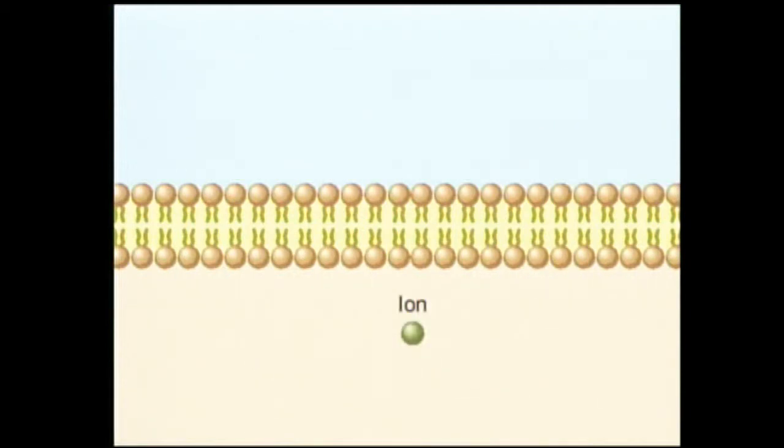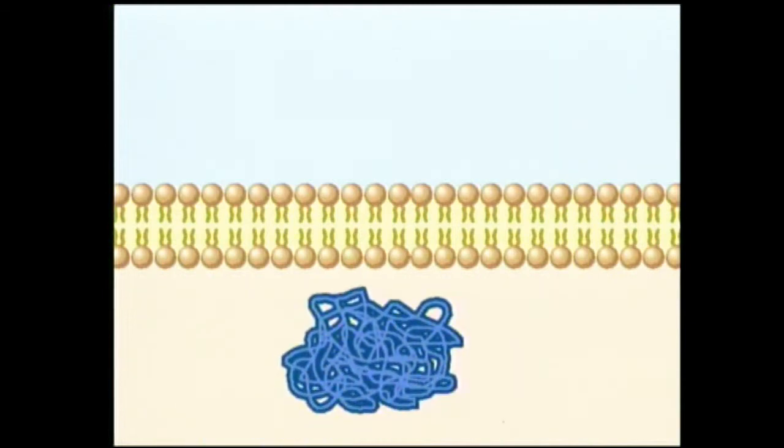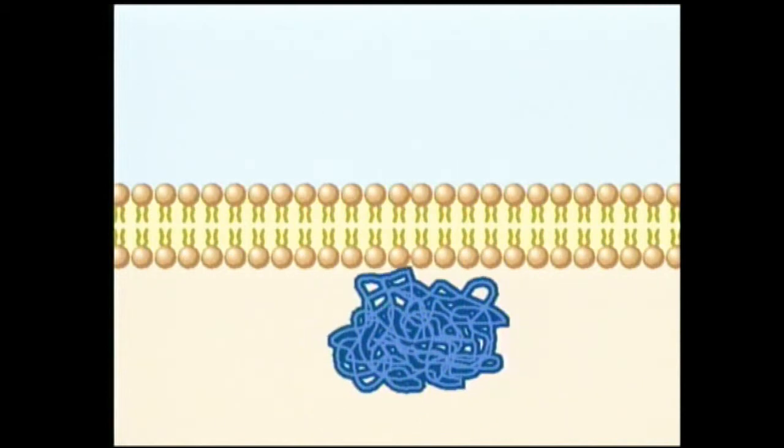Molecules with strong electrical charges, such as ions, cannot diffuse across the membrane. Although the ions may be small, their charge prevents them from moving through the layer of lipid tails in the middle of the cell membrane. Many molecules, including proteins, are simply too large to diffuse across the cell membrane.